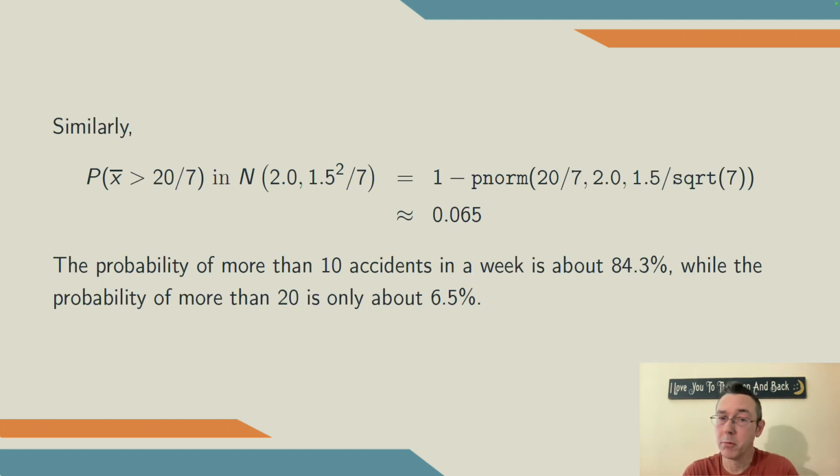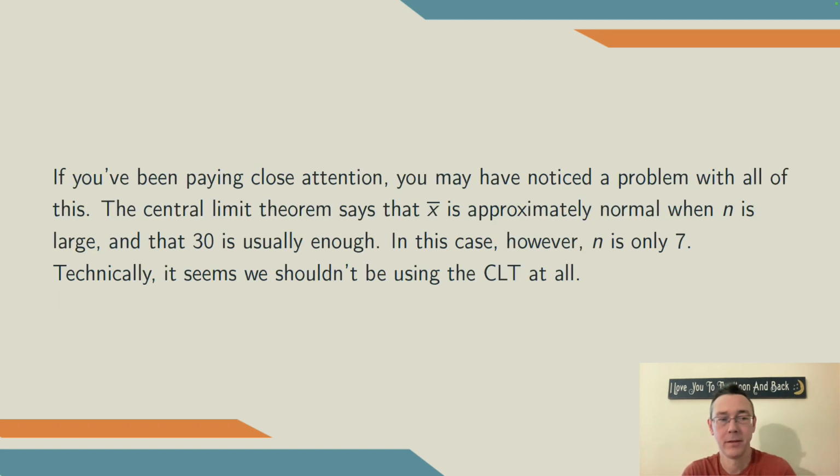Similarly, if we want to do the probability that there are more than 20 accidents in a week, we're trying to find the probability that the sample mean in a sample of size 7 is greater than 20 sevenths. So I'm doing exactly the same p-norm command as before, except now I'm feeding it 20 sevenths instead of 10 sevenths. We get 0.065. The probability of more than 20 accidents in a week is only about 6.5%. And this is potentially helpful if you are planning staffing, for instance, for an emergency response center, like sending out ambulances or tow trucks or whatever.